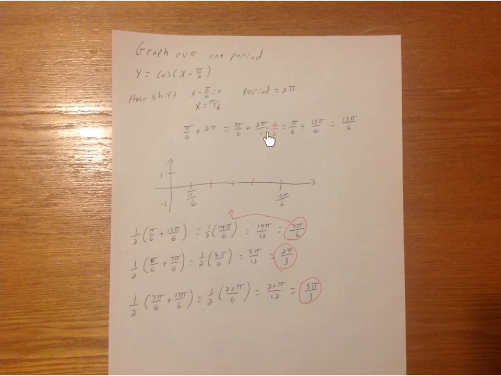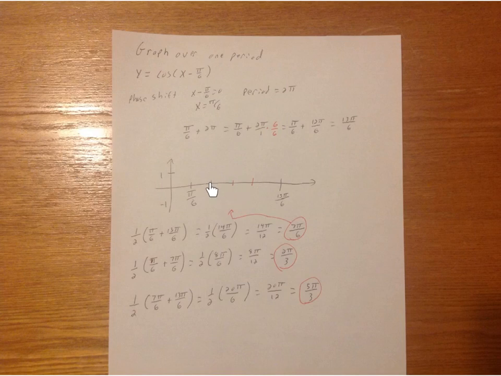Some calculators can handle fractions, I know. So you might be able to punch in 6 plus 2 and get 13 over 6 and add the pi with some calculators. So I start the drawing here, drew the x and y axis. It's going to be going between -1 and +1. So for one period we want to start at pi sixth and go to 13 pi over 6.